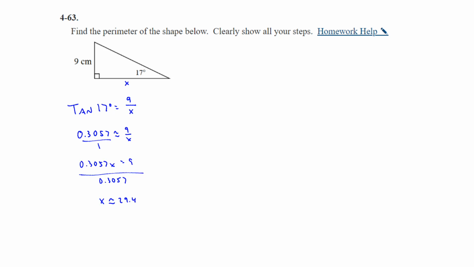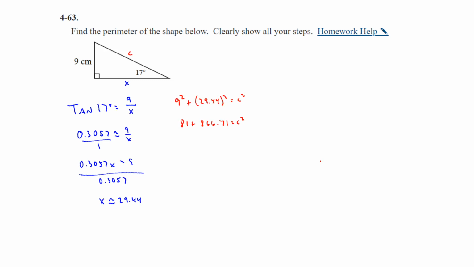If you use tangent 17 all the way through, it'll be 29.437, which I guess would still round to 29.44 anyways. So that would be x. Now to find the other side, we'll probably have to go ahead and use the Pythagorean theorem. So this will be 9 squared plus 29.44 squared is equal to, let's call it c, c squared. 81, and then 29.44 squared is approximately 866.71.